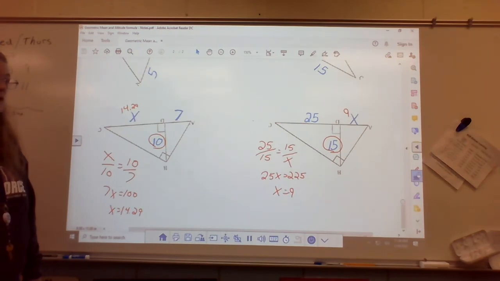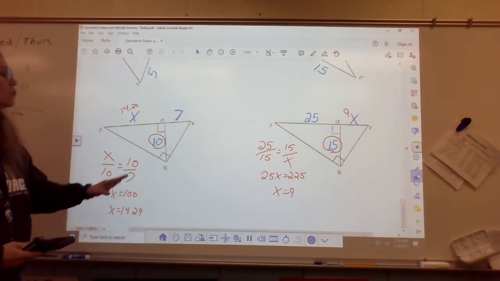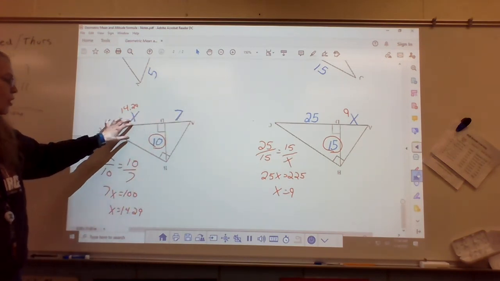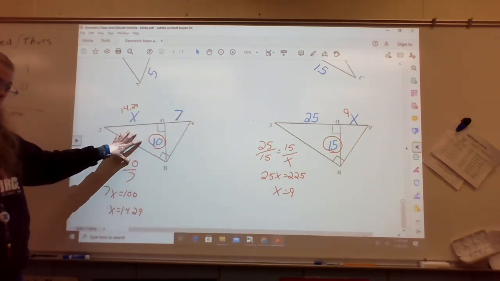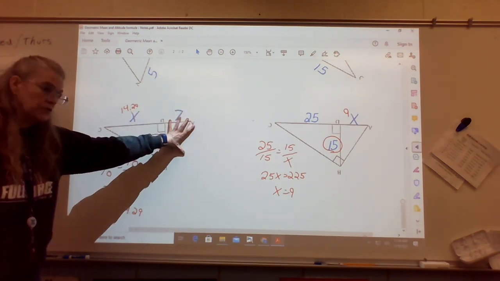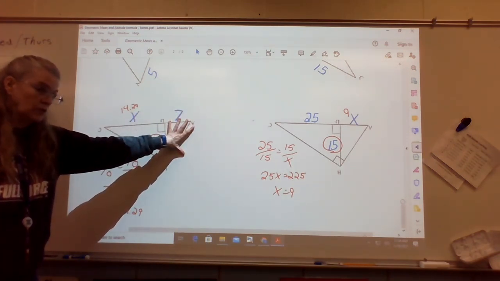That's my setup. Now, Thursday and Friday, we're going to be looking at these again. But next time, we're going to be looking at the whole triangle compared to one of the two small ones. Today, we're just focusing on one side compared to the other side. That's what we focused on.